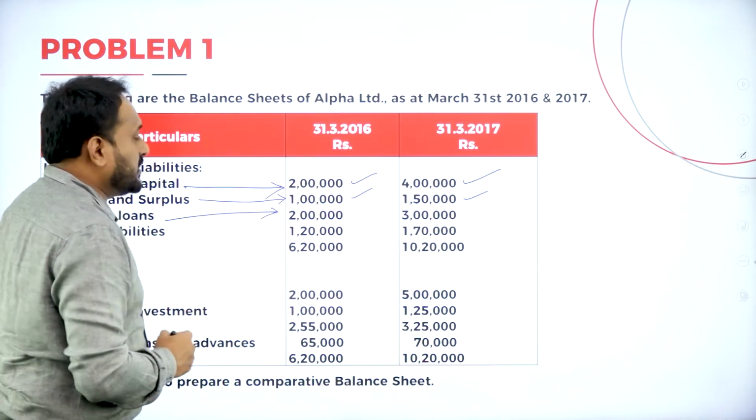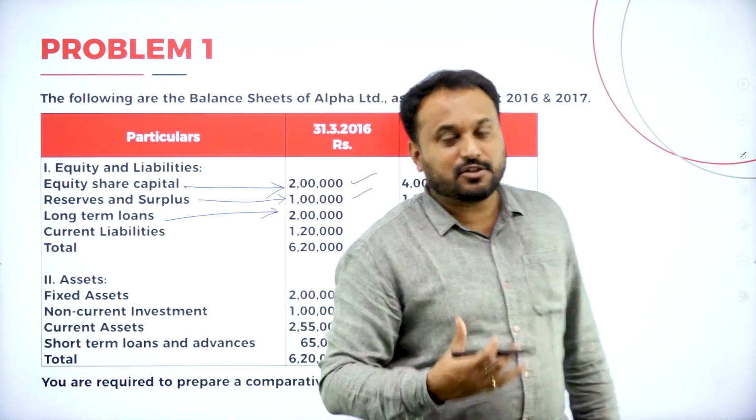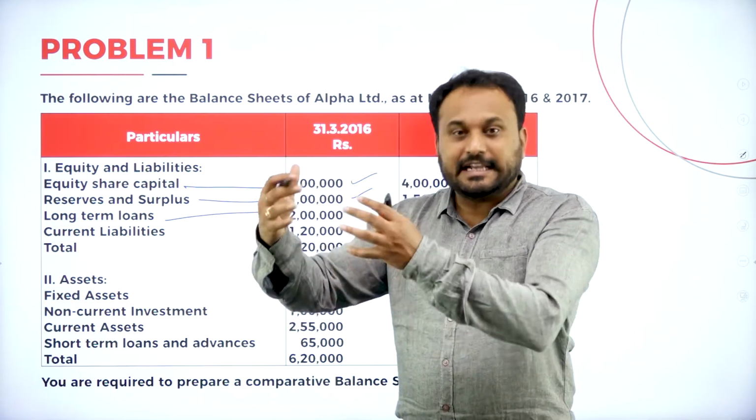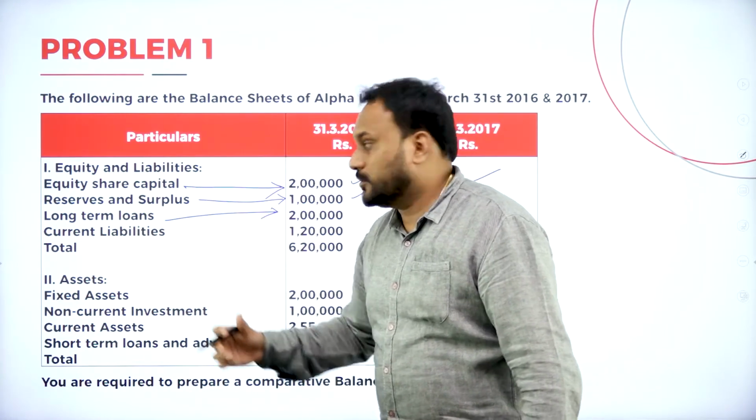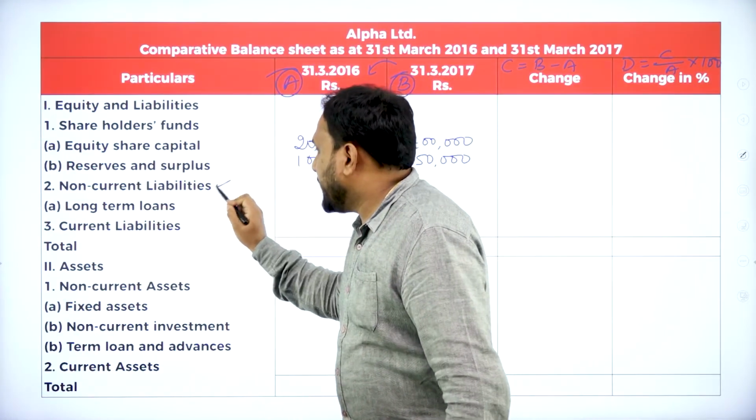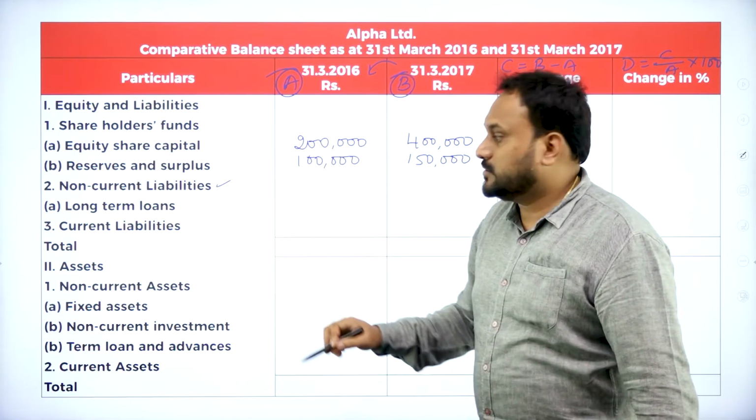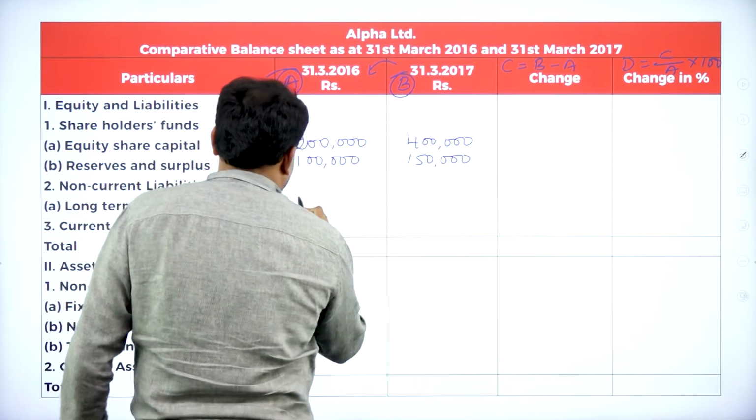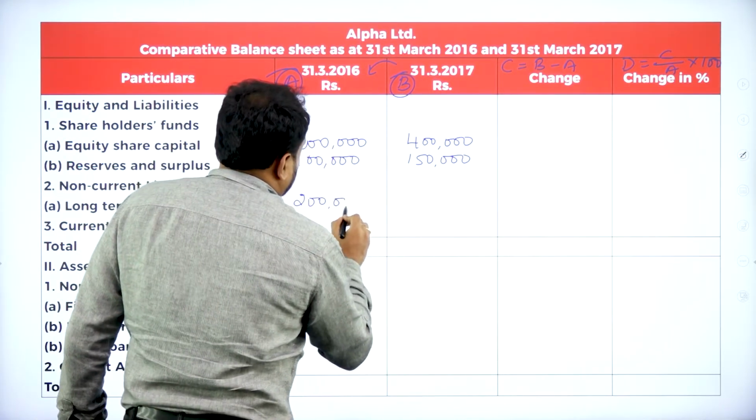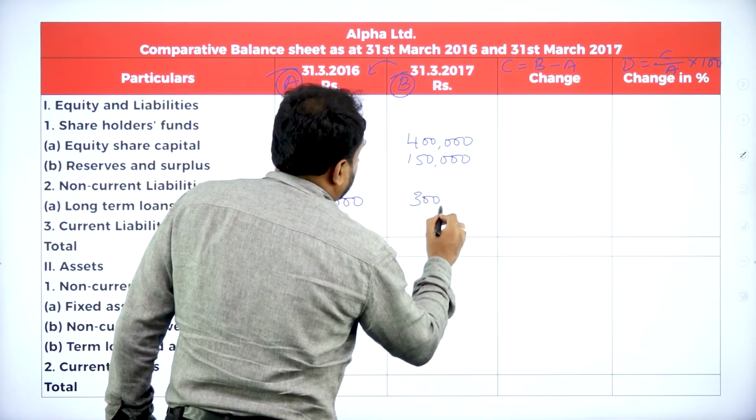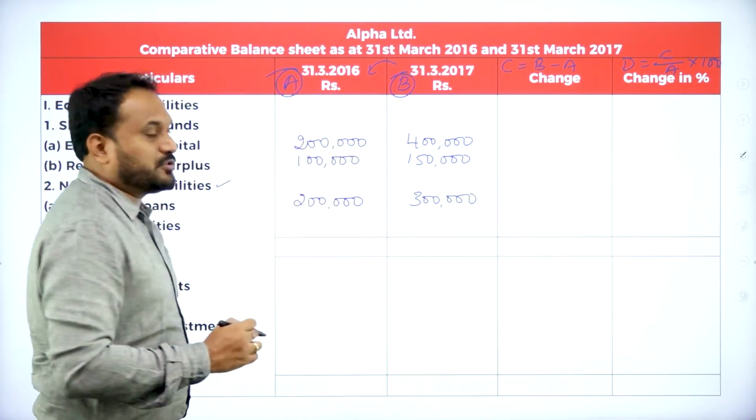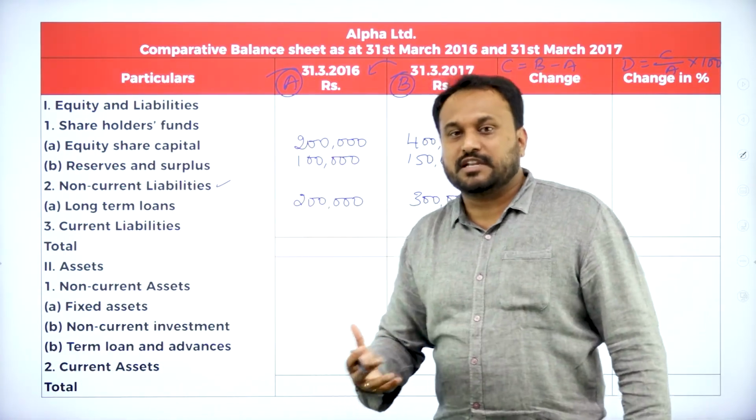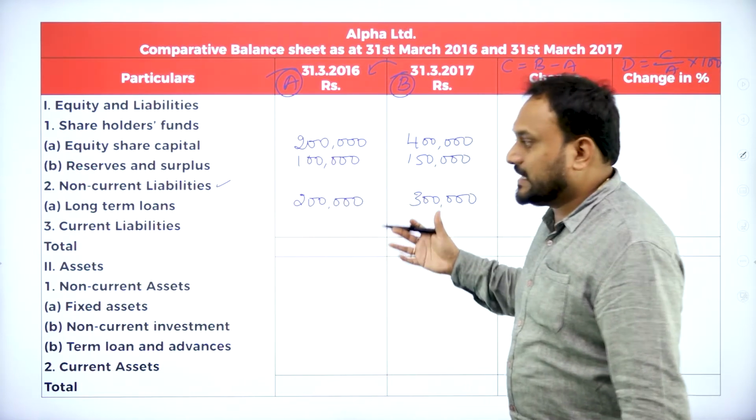After that we have long-term loans. What is this heading called? Long-term loans, in the sense of non-current liabilities. In that we have long-term loans. So we'll write non-current liabilities, and in that long-term loans. How much is the long-term loans? They say 2 lakh and 3 lakh. So we'll write here long-term loan 2 lakh, and then here 3 lakh. So this is what you are supposed to go through. We have a set of rules and regulations. We go with those conventions and concepts. That's the reason we are going through all these in detail.